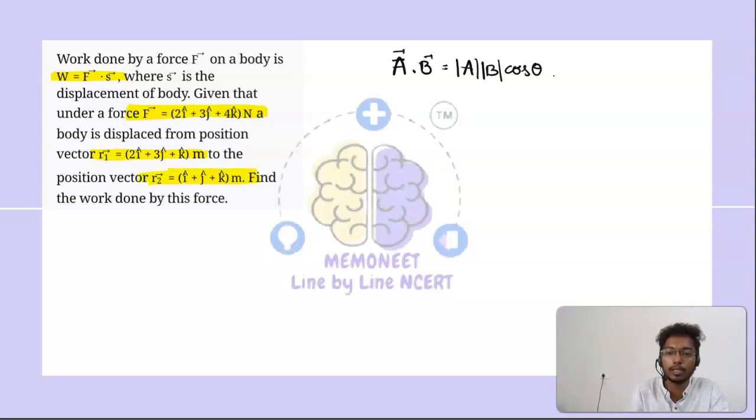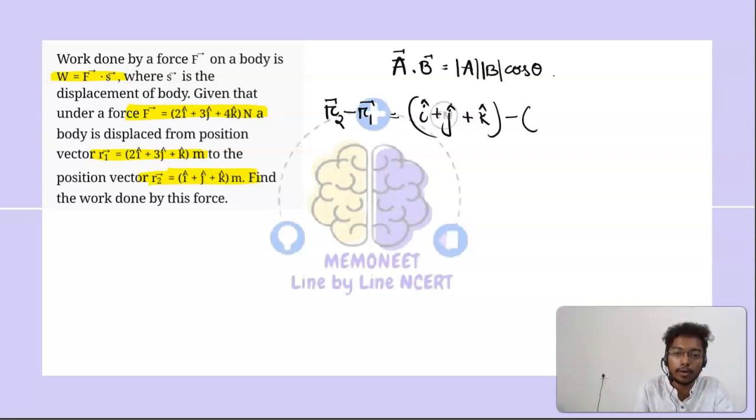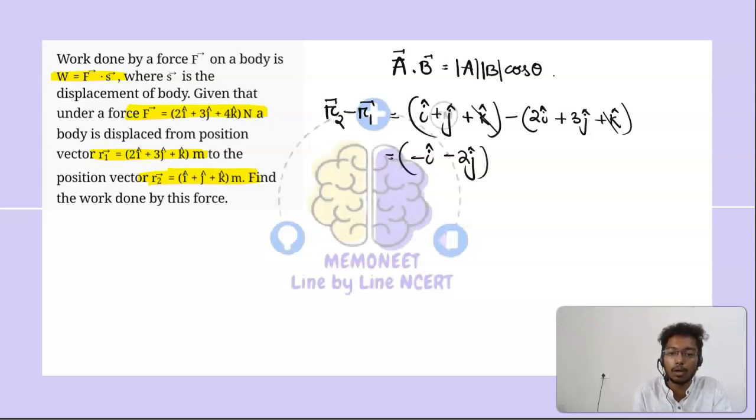So find the work done by this force. What we will do is, R2 vector minus R1 vector is equal to I cap plus j cap plus k cap minus 2 I cap plus 3 j cap plus k cap. So this will be minus I cap and minus 2 j cap if we solve this out, and the k cap will be cancelled out. So this is the position difference.